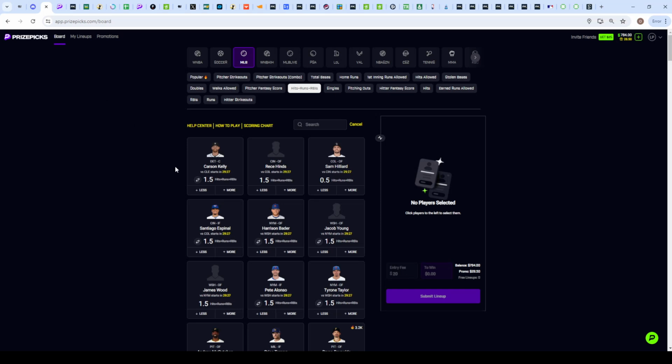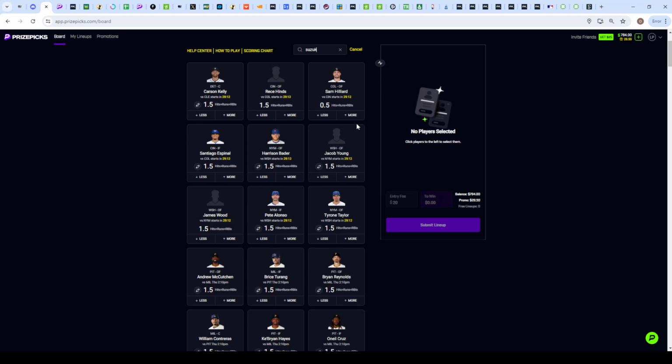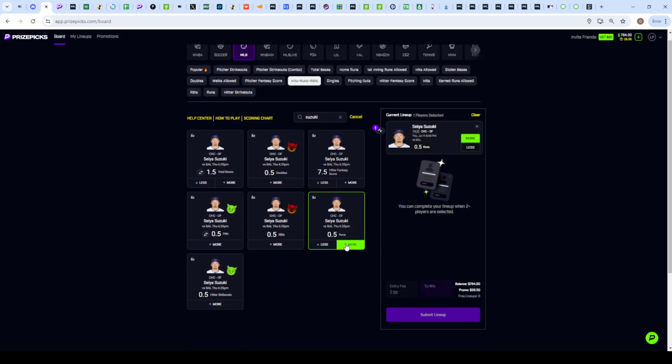I'm going over to the Cubs versus Orioles game. I'm going to be stacking 2 players from each team, so we're going to get a nice 4-man here. First player I'm going with is Suzuki on his over half a run. And when I'm grabbing an over half a run prop, I like to take a batter behind that player and grab his over 1.5 hits plus runs plus RBIs.